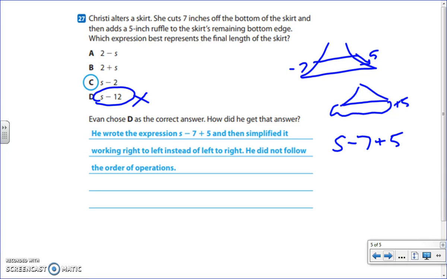His expression is good. But then he simplified it working from right to left instead of left to right. So addition and subtraction needs to happen from left to right, order of operations, and if you add these two numbers together, 7 plus 5, that makes 12, and so I could see where he would get this answer, but common sense in this picture here would dictate that really he's only changed 2. He's only gotten 2 shorter, so 2 inches shorter. So we're going to learn more about adding and subtracting negative numbers later, but just make sure you're doing your adding, subtracting on the same step from left to right, or your multiplication division on the same step from left to right. So that's it for today.